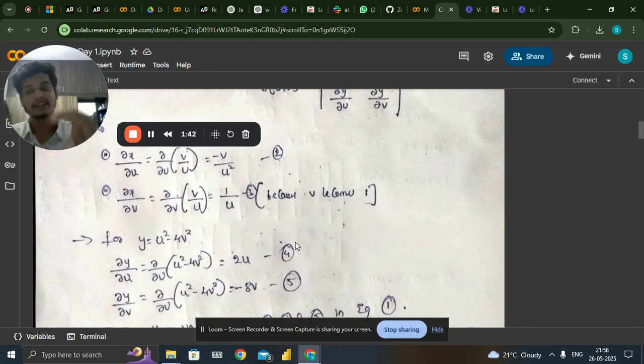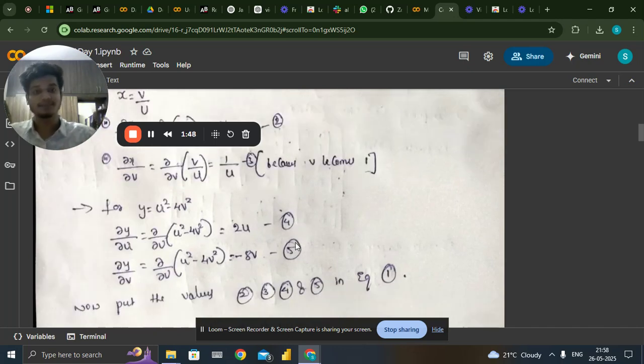We did this for x, and next we need to do it for y also, differentiating y with respect to u and with respect to v. The given equation is y equal to u square minus 4v square. First, dou by dou u of u square minus 4v square. Here v is constant, so that term becomes 0. The only differentiating thing is u, because we are differentiating with respect to u. So dou by dou u of u square minus 4v square becomes 2u.